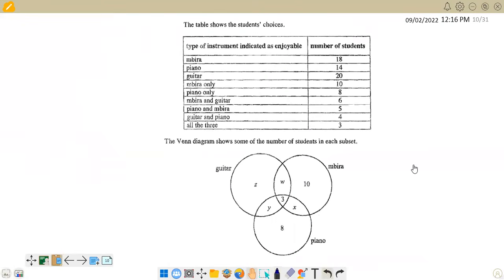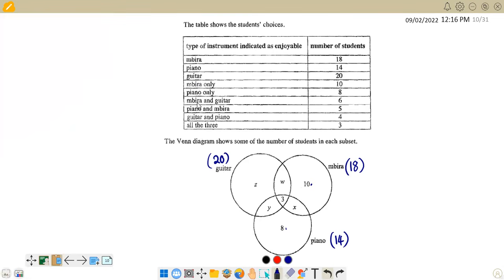So this one, we are given a table which shows students' choices. We are given the information, type of instrument indicated as enjoyable, then the number of students. Okay, so for those who play Mbira, which is 18. So this means here there are 18 who play Mbira in this case. Okay. Piano is what? 14. Those who play piano is 14, right? Then we move on to the guitar. Here is 20. So this set here is 20. All right. And Mbira only is 10, which is this one that we are given. Piano only is 8, which is this one that we are given.